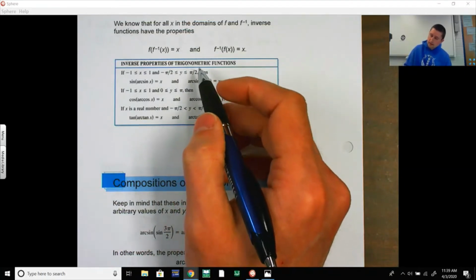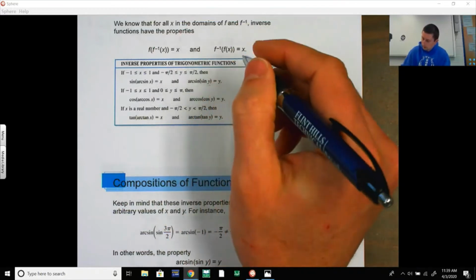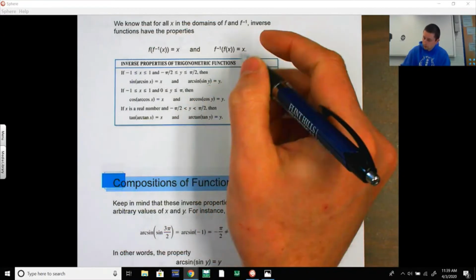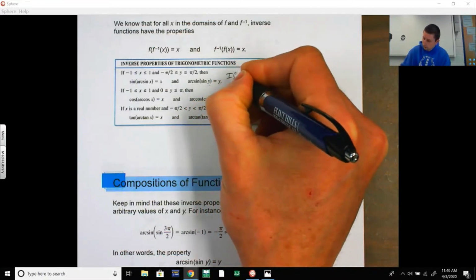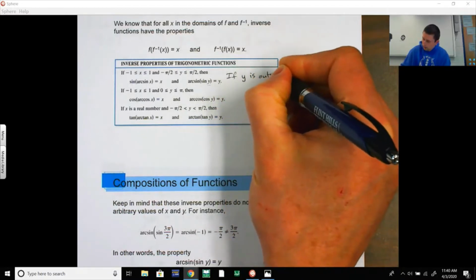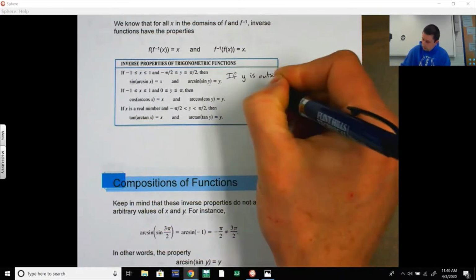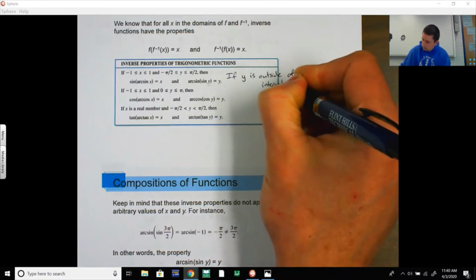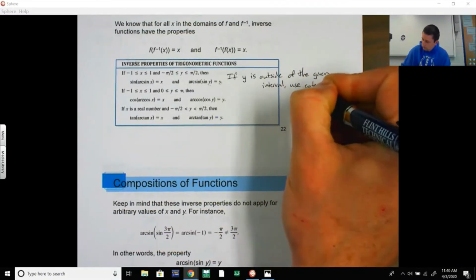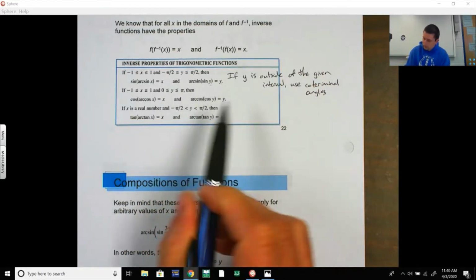Okay? If they are outside this interval, then you have to use coterminal angles. So if y is outside of the given interval, use coterminal angles. Okay, and we'll look at that.